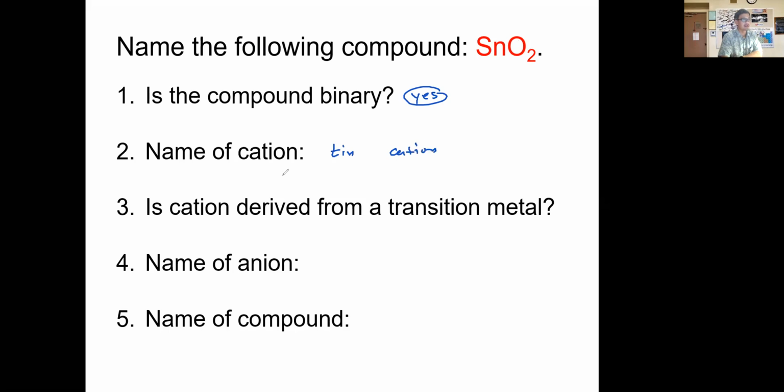Is this metal a transition metal? No, but we already saw that tin here is one of those four representative metals that you have to include a Roman numeral for. That means you have to use the Stock system to name. So we've got to figure out what the charge is on this tin. Let's hold off on that for just a moment and deal with the anion here. The anion here is going to be the oxide anion.